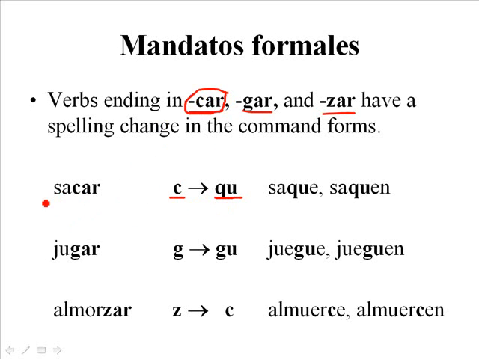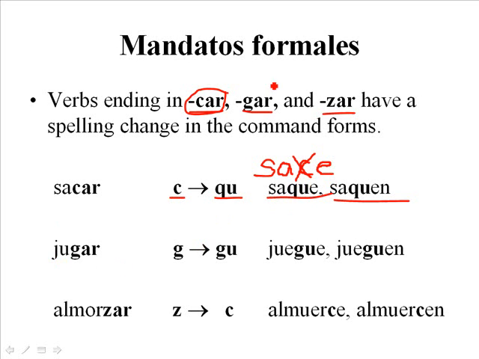Now, let's look at that. So, sacar would be saque, saquen. Why would that be? What would happen if I just didn't make the spelling change and I put sace? What happens with the C and an E? Sace. Oh, that doesn't work. We have to make a spelling change here because we want it to be a hard sound. A car, saque. That C before an E makes a soft sound. So it doesn't make sense and it doesn't keep its same sound.